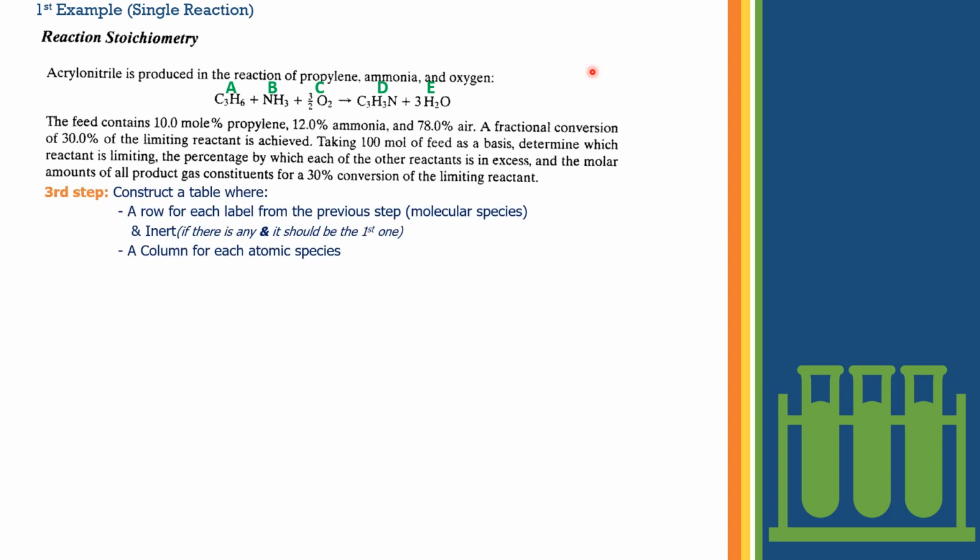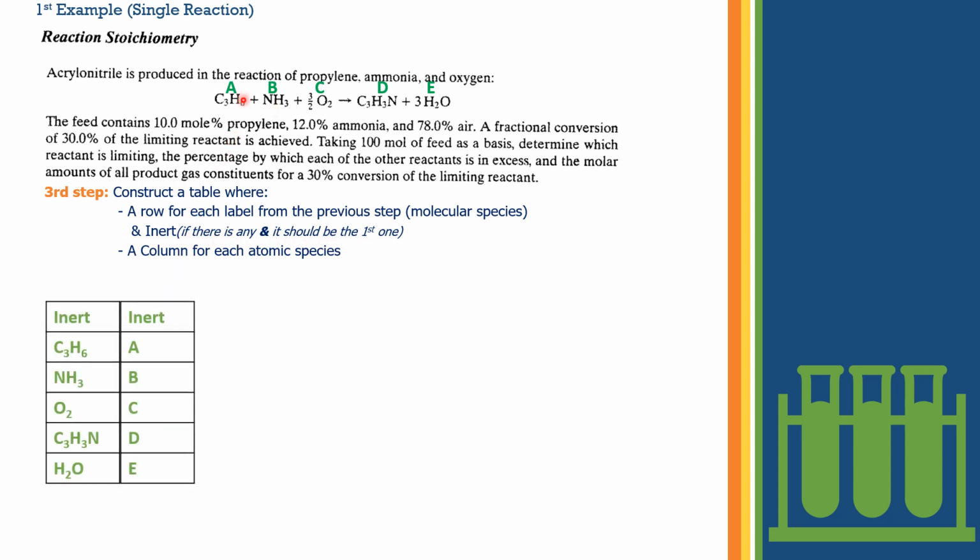Now the third step is to construct a table with a row for each label from the previous step, the molecular species, and inert if there is any. It should be the first one. So here are the molecular species. We labeled them. We just put them in a column. And inert, if we have it, put it first. We have inert because the reaction is just for oxygen, but we have air. So the remaining part of the air, we will specify as inert.